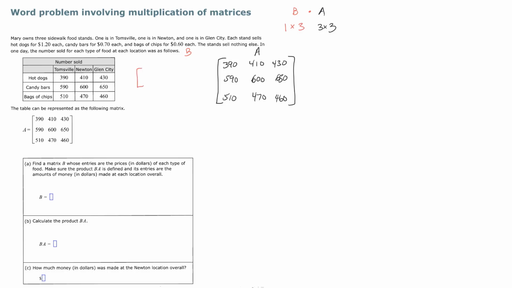And what 1 by 3 matrix does that have to be? Well, we need to put the price of a hot dog first. What's the price of a hot dog first? $1.20. And then in the second entry, we need the price of a candy bar, which is 70 cents, and so on, and 60 cents for a bag of chips. And if we do that, we could actually arrange the data and move this computation to give you the total revenue, or the total amount of money taken in.